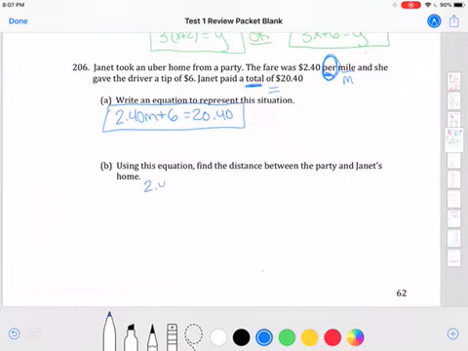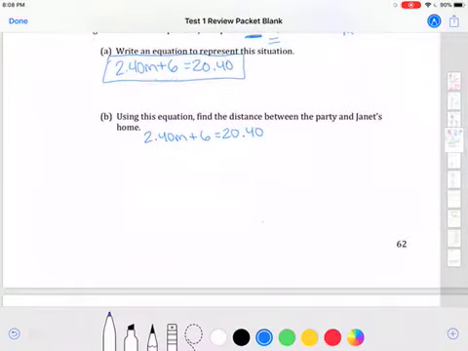But part B is asking me to use the equation to find the distance between the party and Janet's home. In other words, how many miles did this Uber take her? That's going to be M, the amount of miles that she paid for. So, in other words, this is telling you to find M, or solve for M. So even though there's decimals, it's in that basic form. You're trying to get M by itself, so get rid of what's being added or subtracted first.